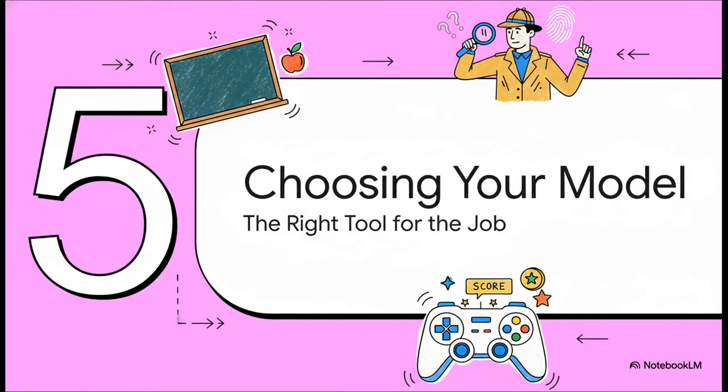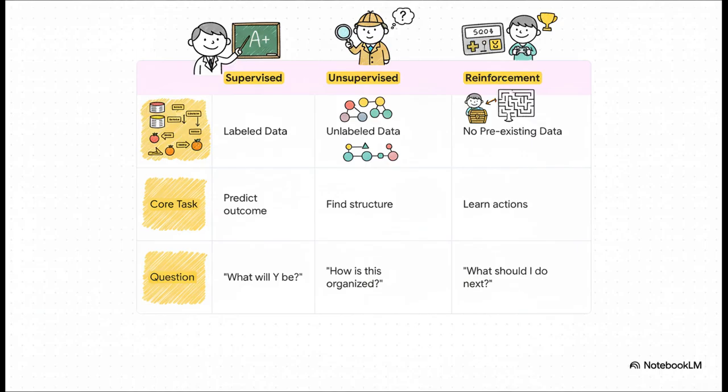So there we have it, our three families, the teacher, the detective, and the gamer. Now for the million-dollar question. With these very different ways of learning, how do you actually figure out which one is the right tool for your specific job? Think of this slide as your ultimate cheat sheet. It's actually pretty simple. If you have data that's already labeled and you want to predict a specific outcome, you need supervised learning. If you have a ton of unlabeled data and you just want to find out what's hiding in there, you go with unsupervised. And if you need to learn a whole sequence of actions in a changing environment, reinforcement learning is what you need. It really all boils down to the data you have and the question you're trying to answer.